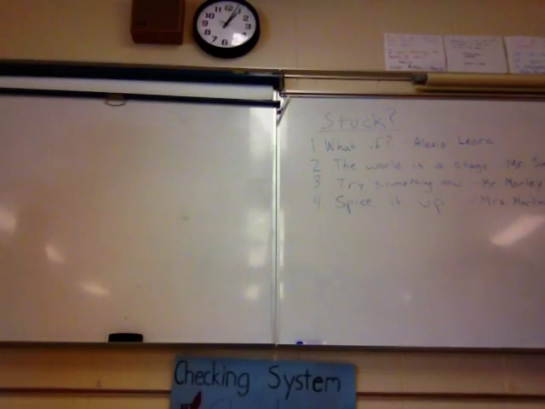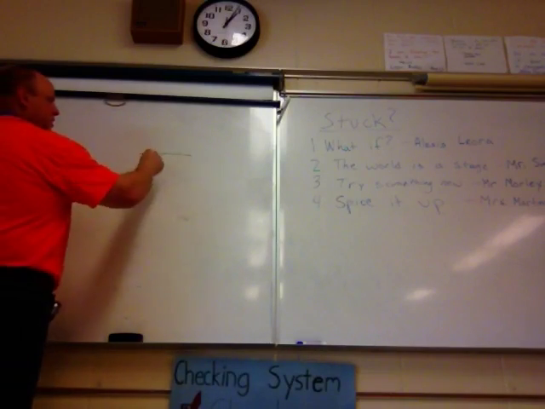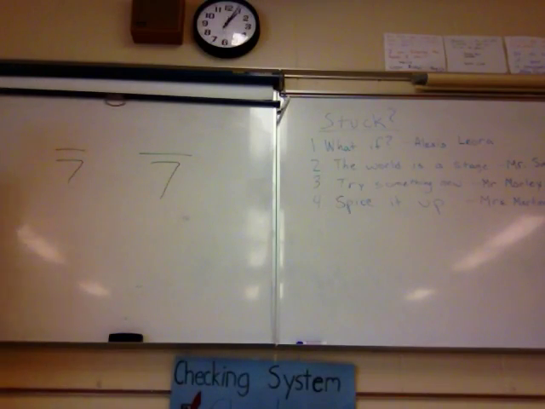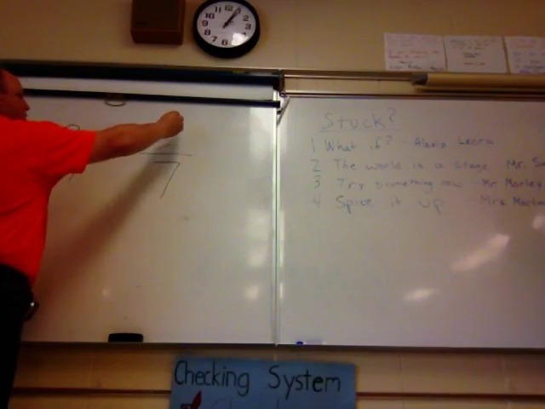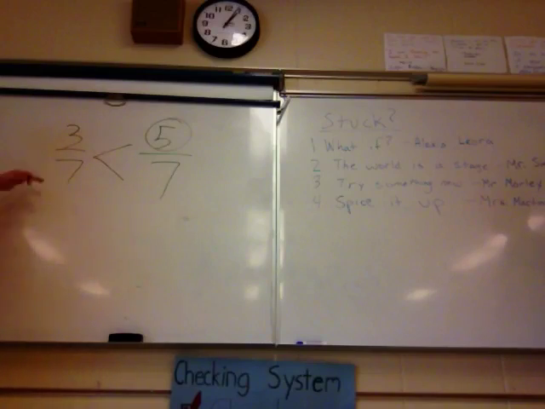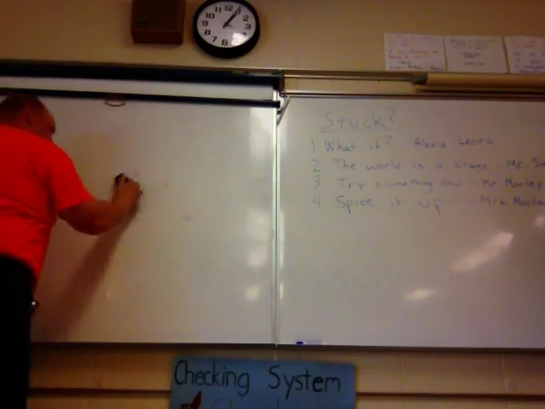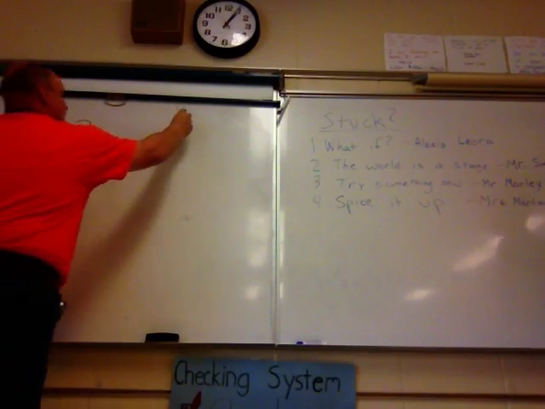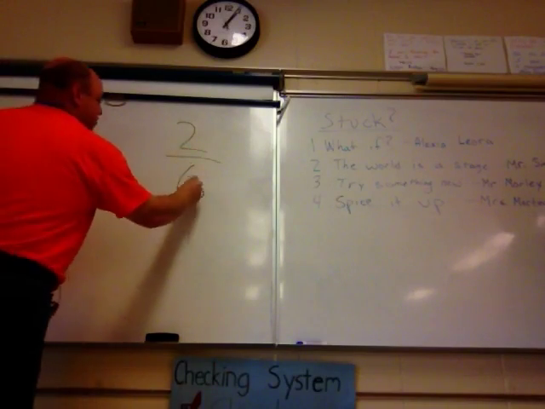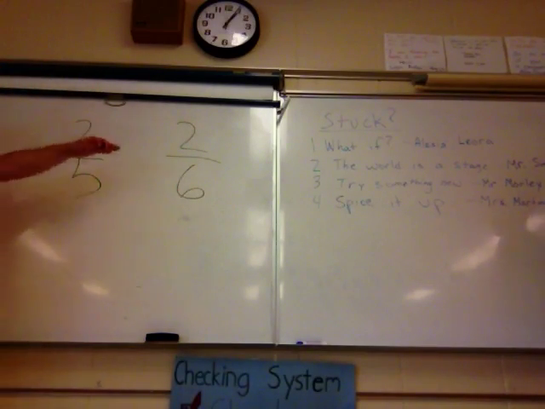Whatever you do to the bottom, you must do to the top. Great job. And then we talked about comparing fractions. If the denominators are the same, the bigger numerator is the bigger fraction. And then we talked about how if we have fractions with equal numerators, it was kind of the opposite. The fraction with the smaller denominator is the winner.